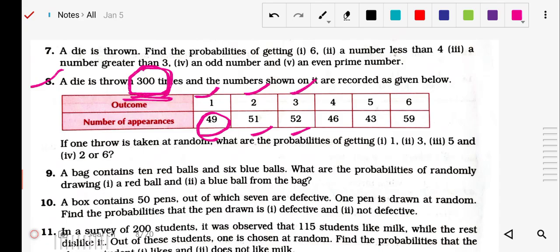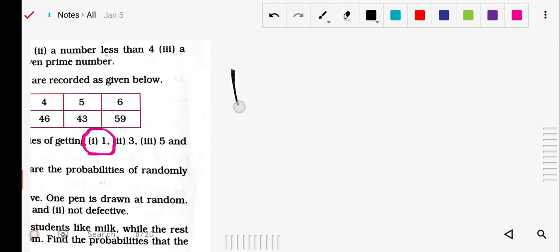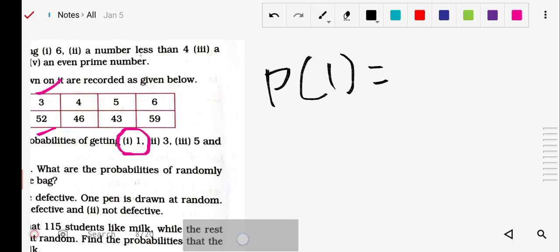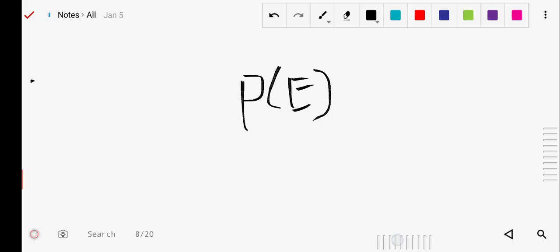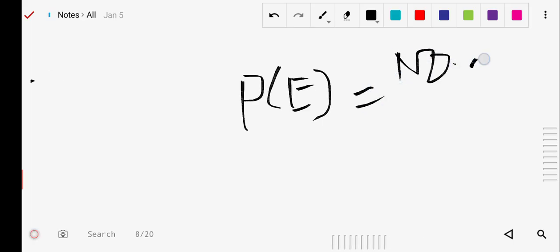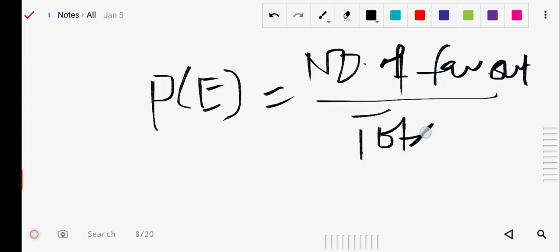Now question 1: what is the probability of getting 1? The number 1 occurs 49 times in the table. As we know, the formula of the probability of an event is the number of favorable outcomes divided by the total number of outcomes. So this is the formula.